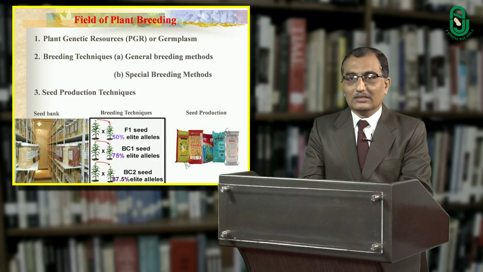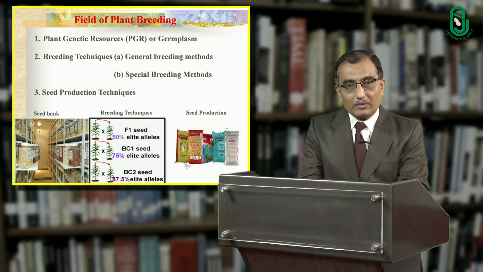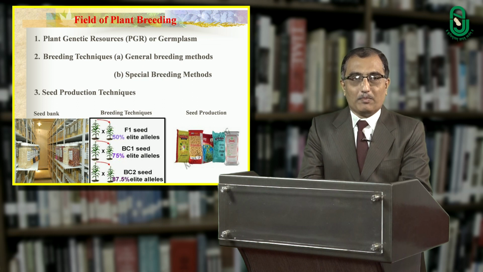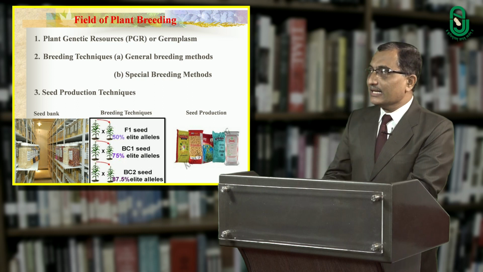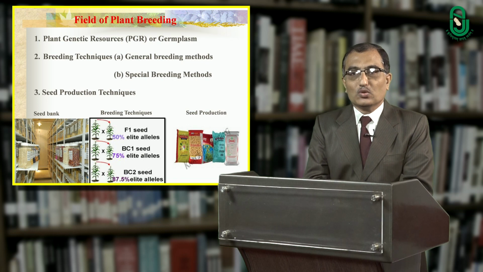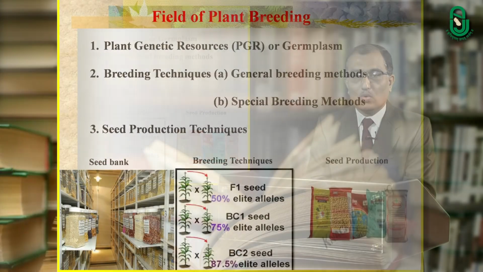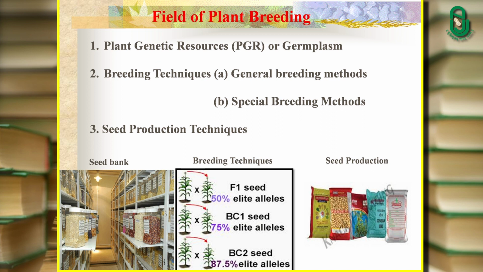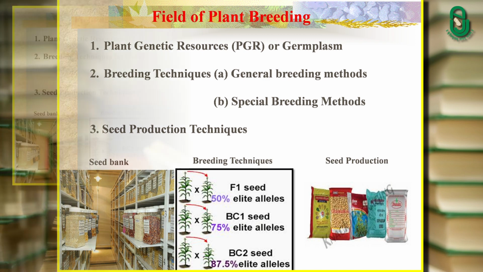Friends, as you know, there are three important fields of plant breeding. One is plant genetic resources, popularly known as germplasm. Second, breeding techniques, which include general breeding methods as well as special breeding methods. This is a very important part and the core heart of plant breeding. And the third part of plant breeding covers seed production techniques. So ultimately we can give the variety or farm hybrids at farmers' fields at reasonable cost, timely, as well as quality seed production.